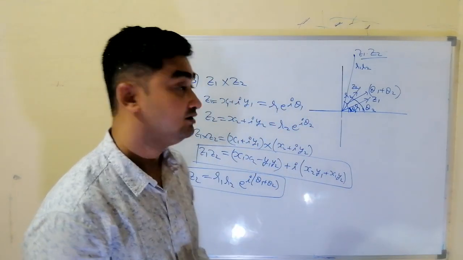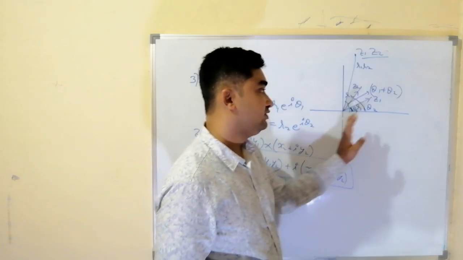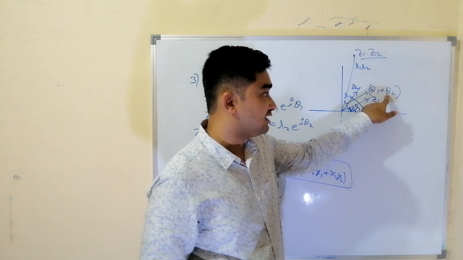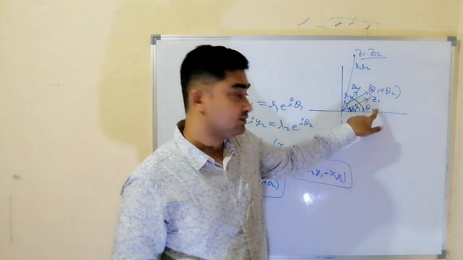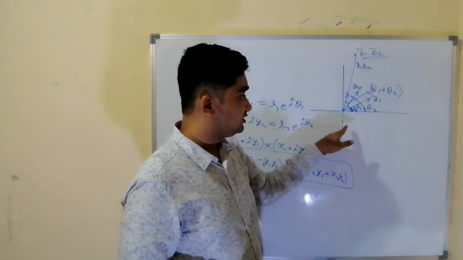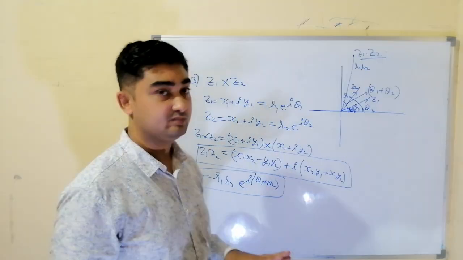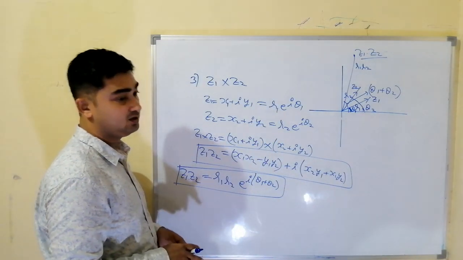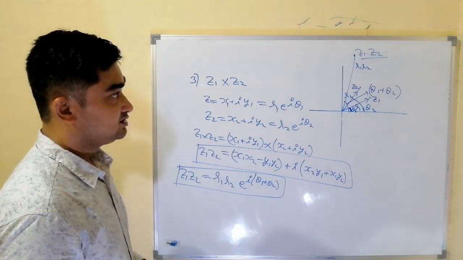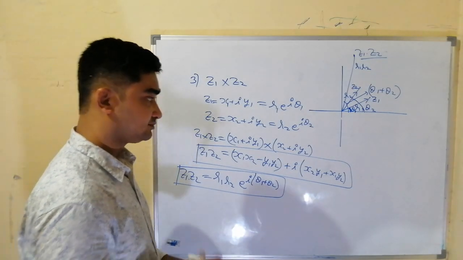Arguments are added, but whenever we are writing the final answer, we should take care to write it in principal value, that is from 0 to pi, or minus pi to 0. If it is asked in another form, we have to write it in that form. The answer will be correct in the other form too, but we should bring it into principal form. So this is multiplication of two complex numbers.